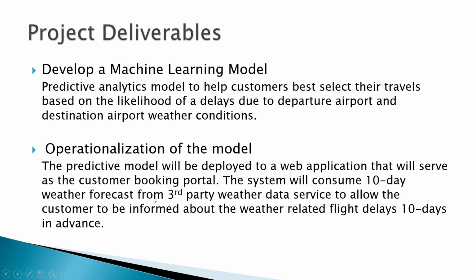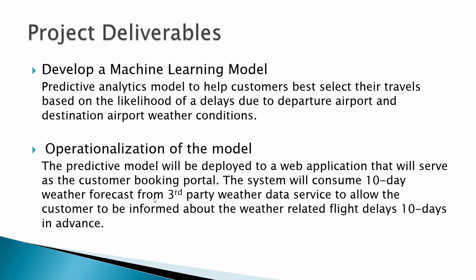Let's talk about project deliverables. The project deliverables are twofold. The first one is developing a machine learning model using the algorithms that we learned over the course, and trying to find the best model to predict, based on weather data, whether a flight is going to be delayed or not at the departure airport and the arrival airport.